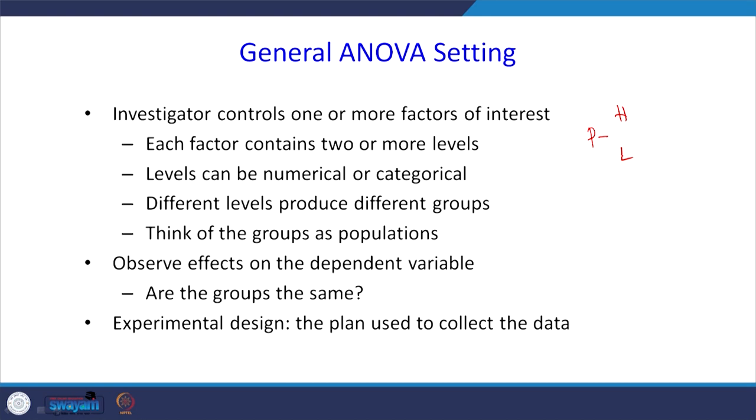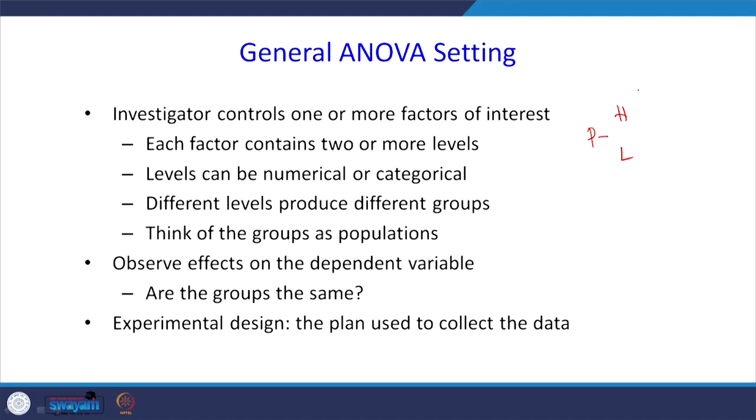Levels can be numerical or categorical. Here the example is categorical. It need not be categorical, it may be a continuous variable also. So different levels produce different groups. Think of the groups as populations. We can consider each group as a population. Observe the effect on the dependent variable. So what we are going to do in ANOVA is see the effect of this treatment on the dependent variable.